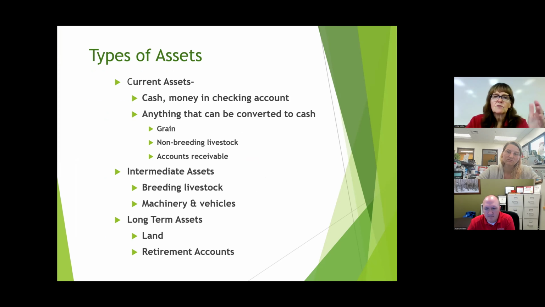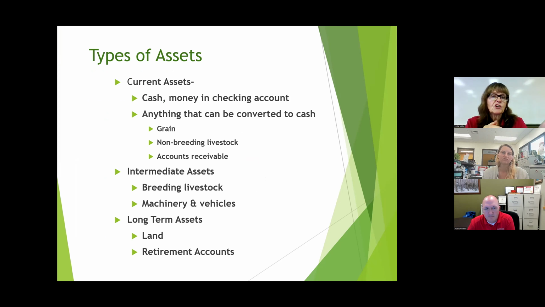the types of assets, usually what a financial statement does is divide your assets into 3 categories, and your liabilities as well. There's current, intermediate, and long-term. Current assets are things that will be converted, if they're not already cash, to cash within the next year.